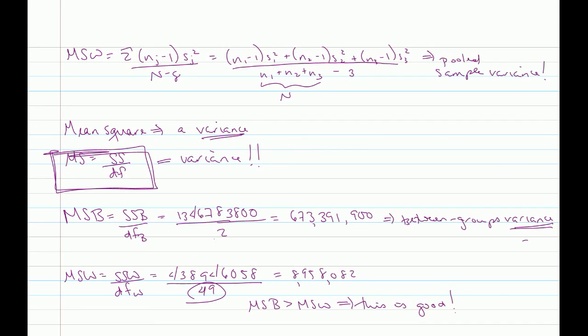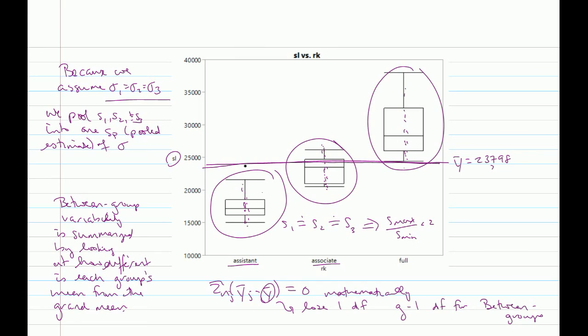We want a big distinction between our groups relative to within our groups. If we look at our plot again, we see that our groups don't overlap very much. That means it's going to be pretty easy to reject the null hypothesis, because the distinction between our groups and the grand mean is bigger than the variability that's within the groups. The groups themselves have relatively small variability relative to how different the group means themselves are. And that's the basis of our test statistic.